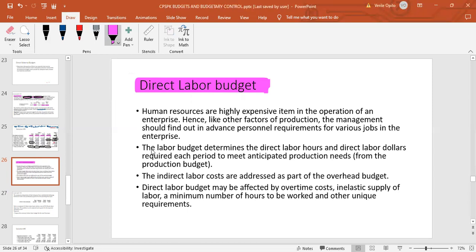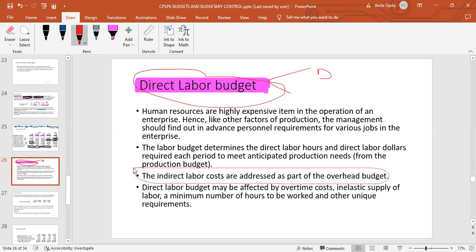So for the budget, we again have direct labor and indirect labor. The direct labor is going to have its direct labor budget. For the indirect labor, we are going to include it as part of the overhead budget. Overhead, we say, are the other expenses that the business is going to incur. So those details will be included in the overhead budget.